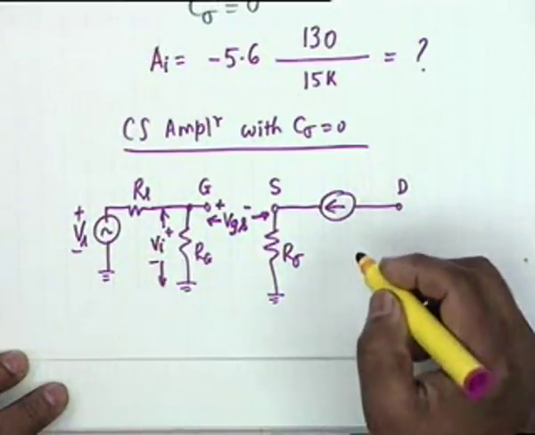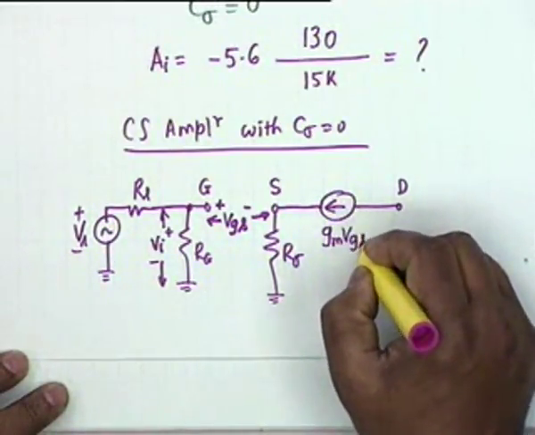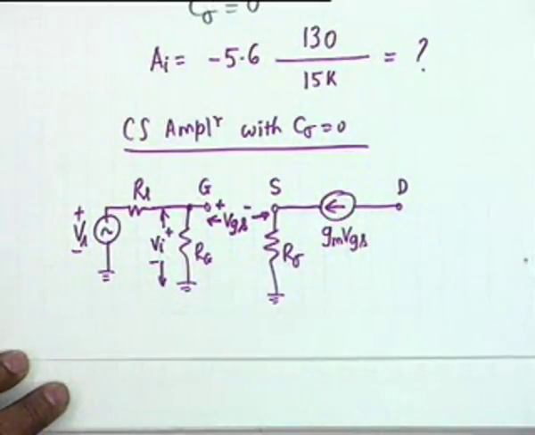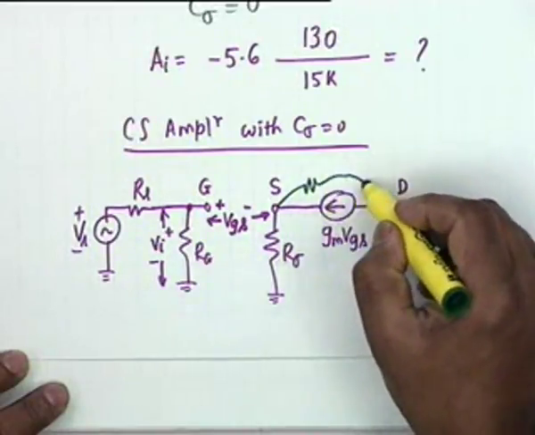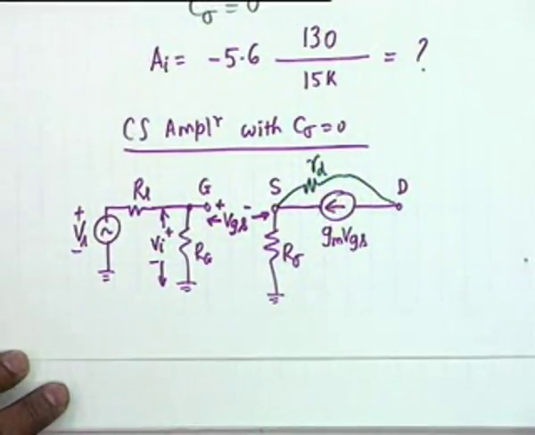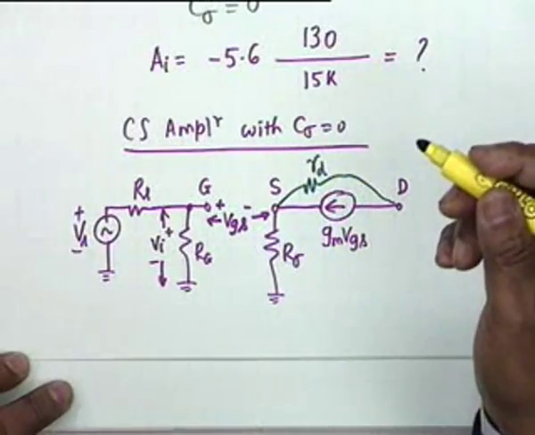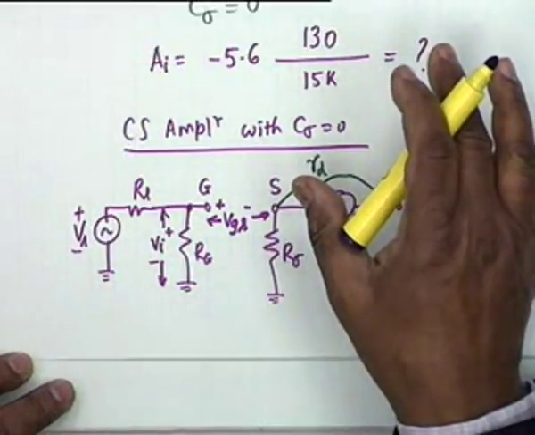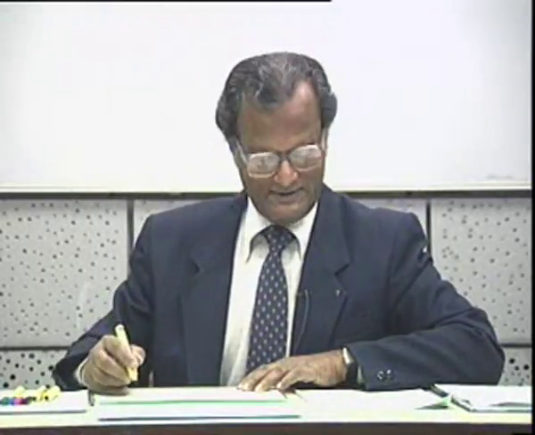Then from the drain to the source we have GM VGS, and to complicate matters there is an RD. We will see what happens when RD is included, what happens when RD is not included. And I find it convenient to leave all complicated matters to students. So, including the effect of RD, I'll ask you to calculate yourself. We will have occasion to look at this. And in this particular example that we took, RD cannot be ignored, as you shall see in a moment. But we shall do it. We'll make a rough calculation.